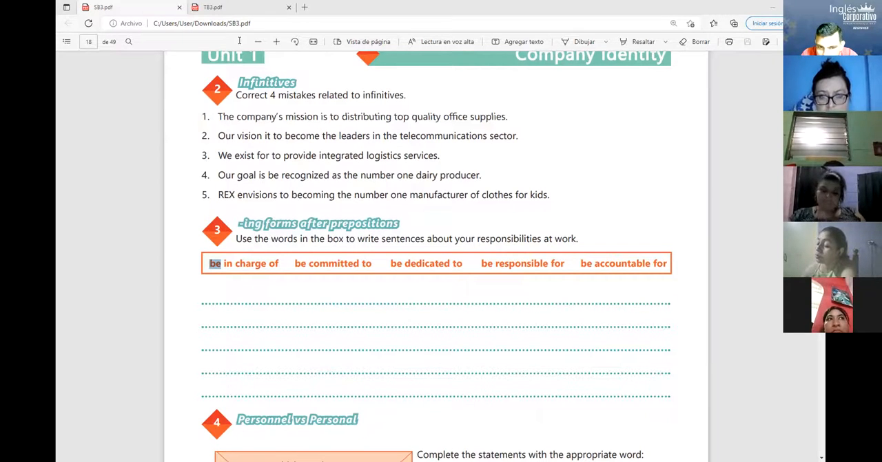Another volunteer using committed to? Me? Go ahead, please. I am committed to my work and customer service. Excellent. You are committed to your work and customer service. Excellent. De la última participación utilizando committed to?